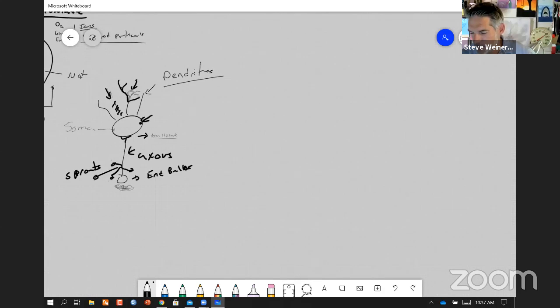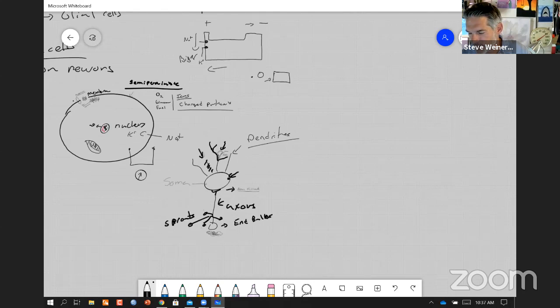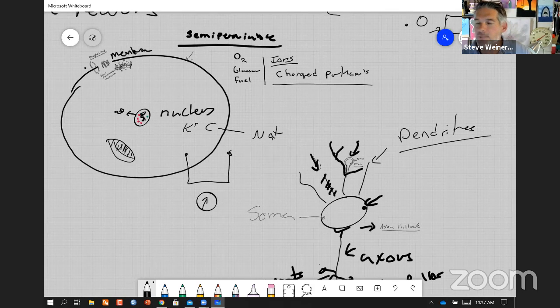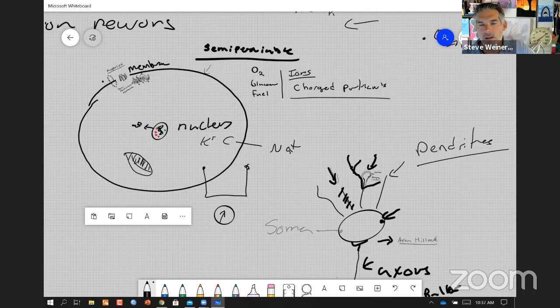Okay, let's go back to the beginning. So a standard cell, we have 86 billion of these. There's a nucleus in the cell, and the nucleus generates these proteins. And the proteins are made in a specific shape. The shape of the protein determines what they do. Okay, so we talk about the membrane, and the membrane is a very specific shaped molecule, and the molecule forms this kind of semi-permeable bag.